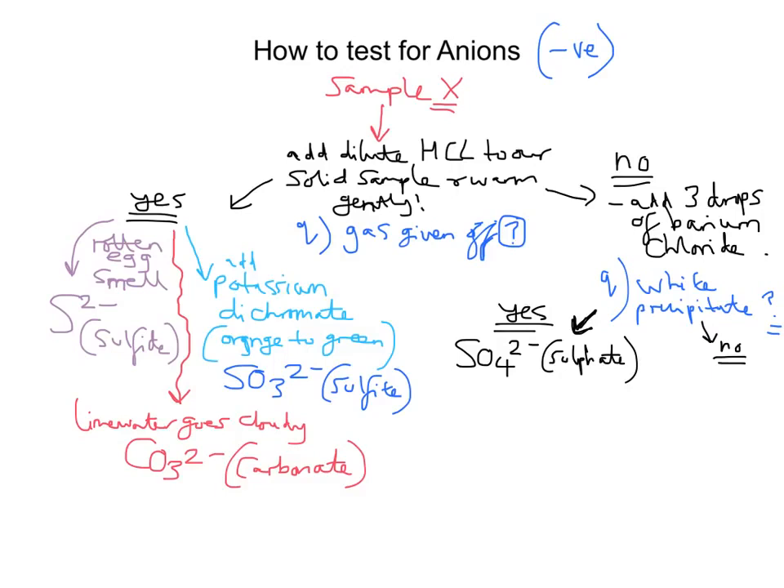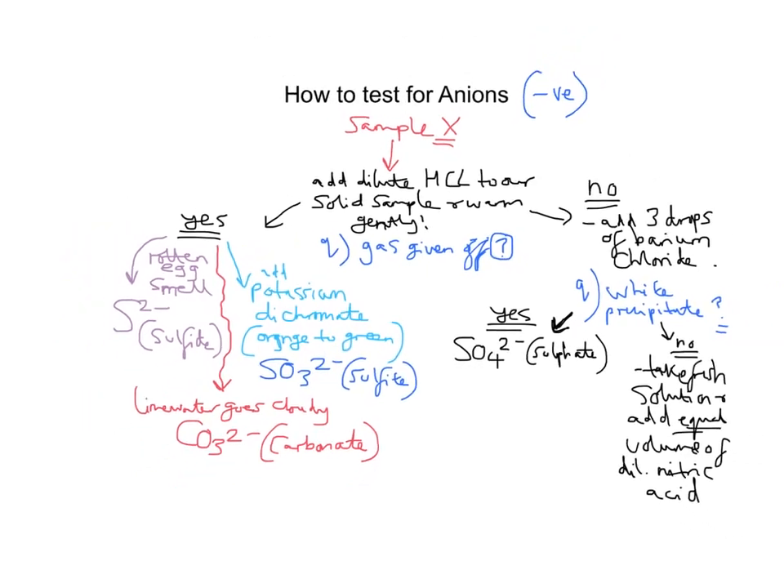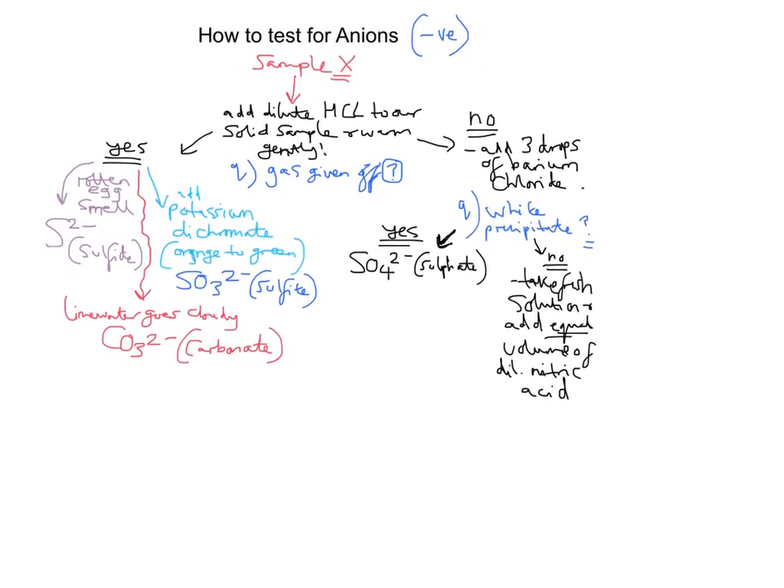So if we didn't get a white precipitate, we need to take fresh solution, apologies if my writing's a little unclear here, and add an equal, and that's key to this, an equal volume, and I'll put a deal for dilute nitric acid. And at this point I'm just going to reduce the size of the screen overall, just so we can make this flowchart a little bit bigger. In fact, I think I might bring this over to here just to give us a little bit more room.